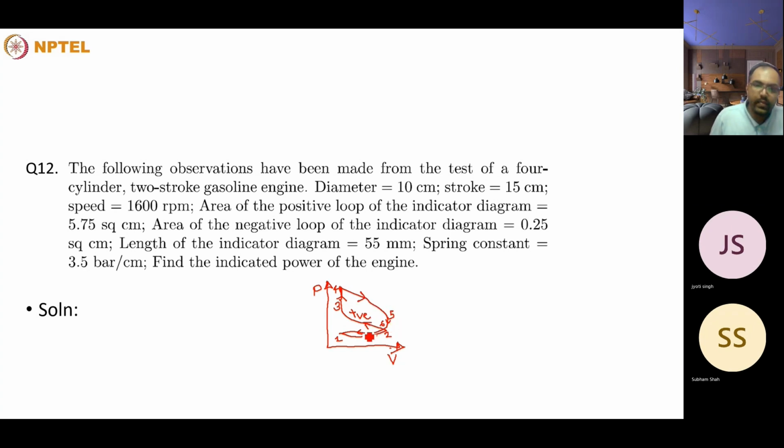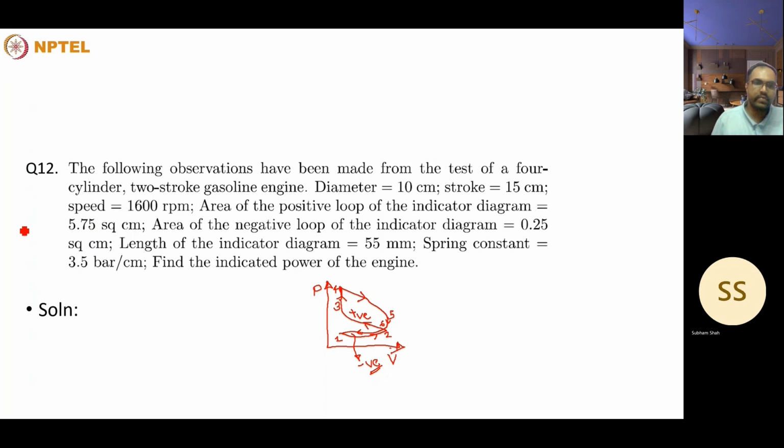So this is the positive loop and this is the negative loop. The positive loop is the upper part, which is clockwise in the graph, and the negative loop is the anti-clockwise part. In this given problem, the area of the positive loop is given as 5.75 square centimeter, and the area of the negative loop part, that is this part, is given as 0.25 square centimeter.